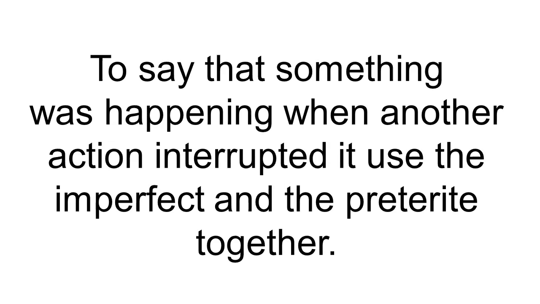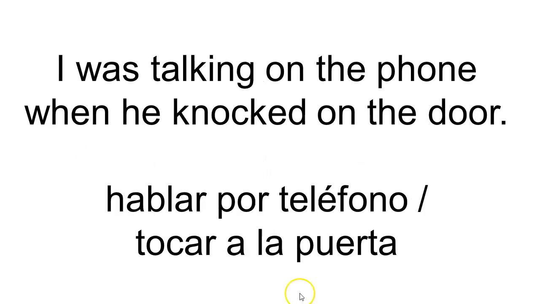So we also use the imperfect along with the preterite in a very special case to say that something was happening when another action interrupted it. So we just practiced using the imperfect to mean that something was happening. And now, instead of two verbs in the imperfect, we're going to have one in the imperfect and one in the preterite. The one in the preterite is the action that interrupted it. Okay, so this is where we use the imperfect and the preterite together. So let's look at some examples.